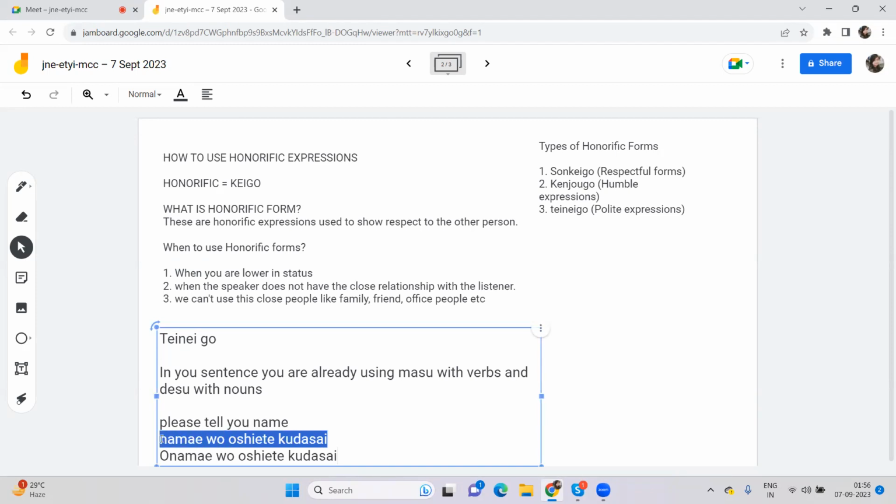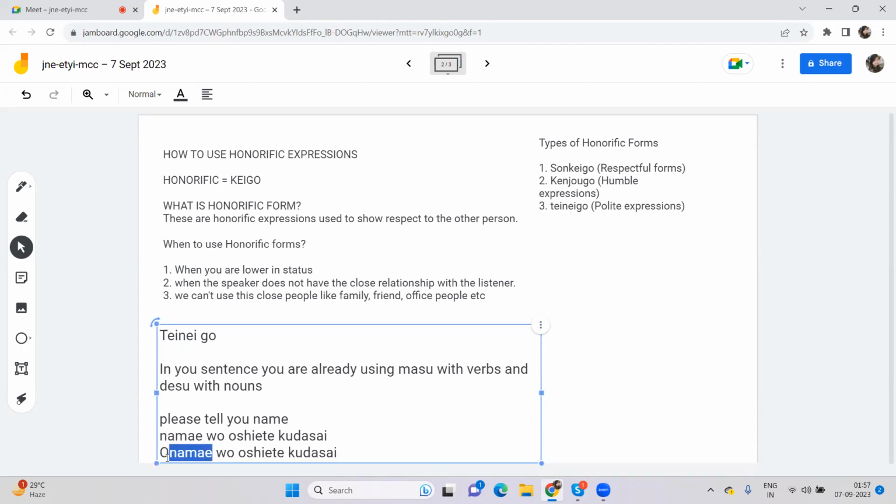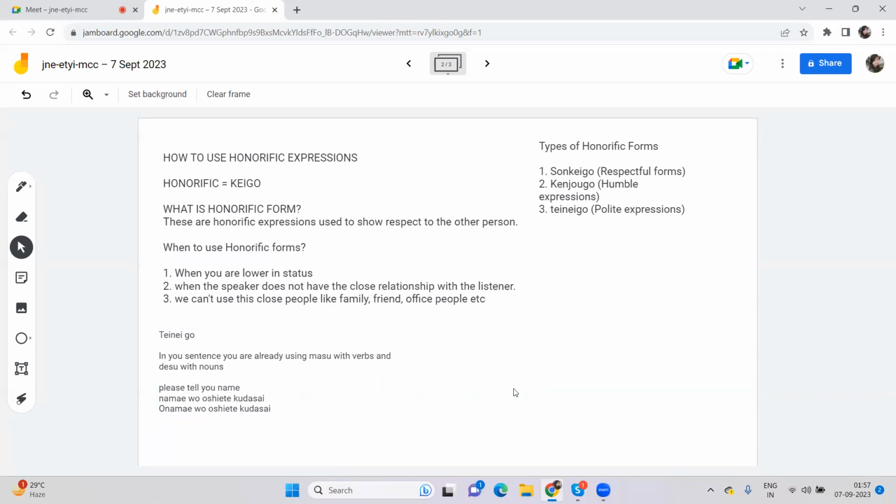This is a simple sentence, but I have made it teine. Why teine? Because in front of namae I have added o. So, o-namae o oshiete kudasai, it becomes teine. It becomes polite. Now, I'm putting this down. So, I hope you understood about teinego.